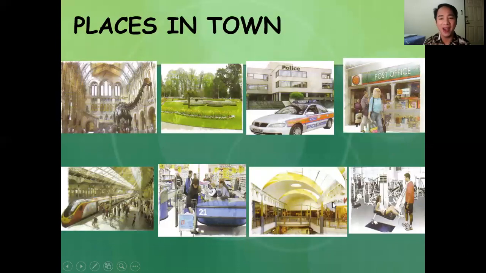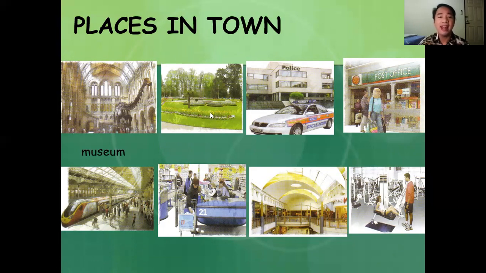How about this one? Okay, let's continue. Can you guess the first photo? What is this? It is a place wherein you can find important details or important things from the past. So it is what you call a museum. All the relevant, important things from the past are being displayed in the museum.